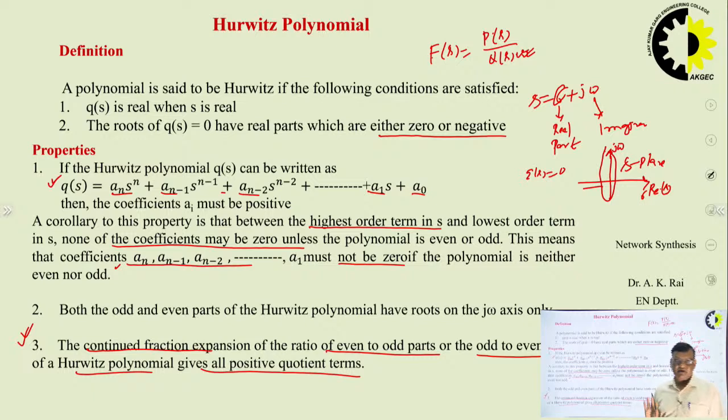terms. Okay. What does it mean? It means the polynomial is given, separate the even parts and odd parts and carry out the division, that is the continued fraction expansion, and if all the quotients are positive, then the given polynomial is a Hurwitz polynomial. So from the testing point of view, this is very important. Third property.